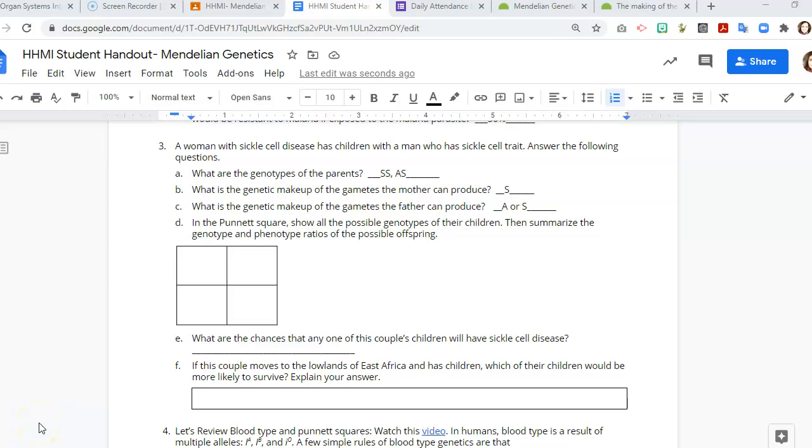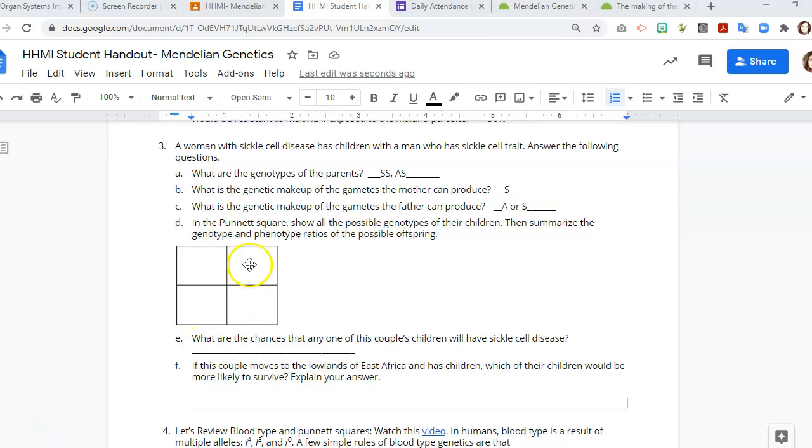So this is just a reminder that there will be no Zoom today, but I will give you guys some instructions on how to do today's section of the worksheet. So I left you guys doing number 3 as homework. And so the question was, a woman with sickle cell disease has children with a man who has sickle cell trait. Answer the following questions.